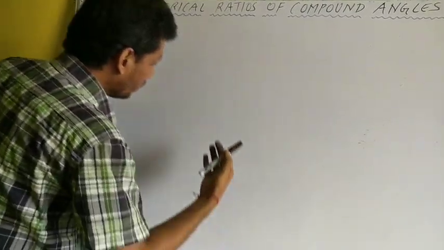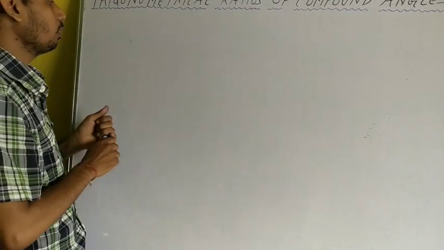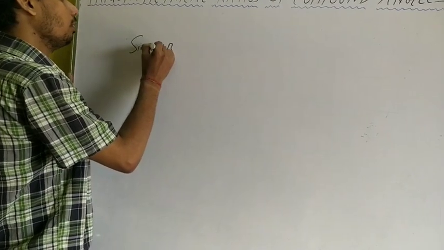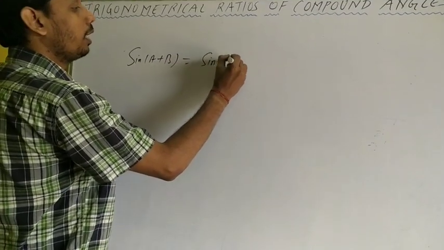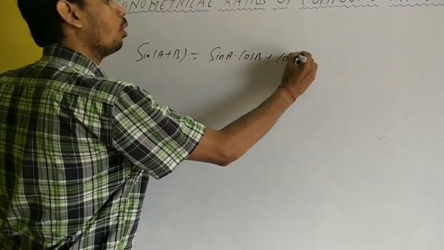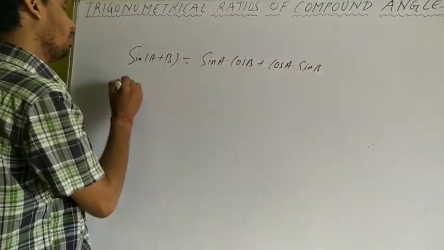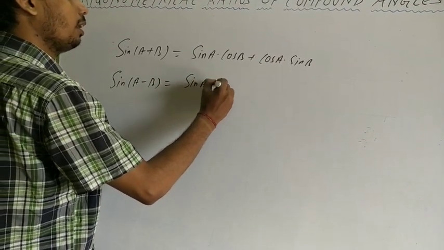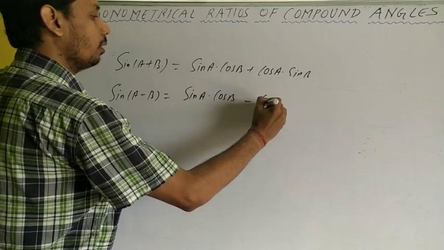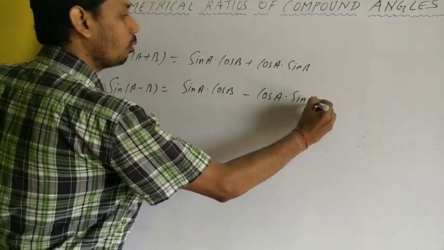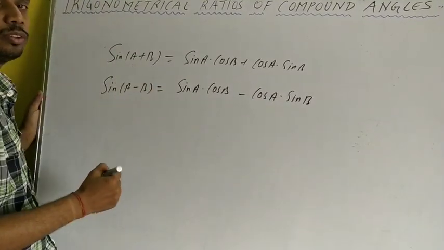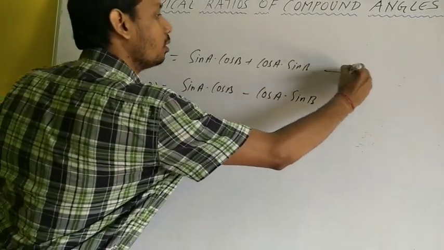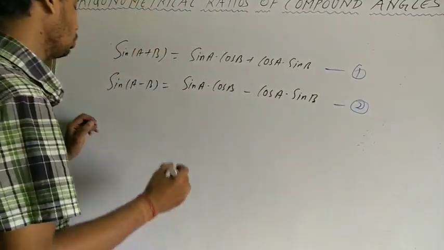Now see the proof of how these formulas come into existence. As we know, sin(A+B) is equal to sin A cos B plus cos A sin B, and sin(A-B) is equal to sin A cos B minus cos A sin B. We have discussed the proof of this, isn't it? Now let us consider this as equation 1 and this as equation 2.